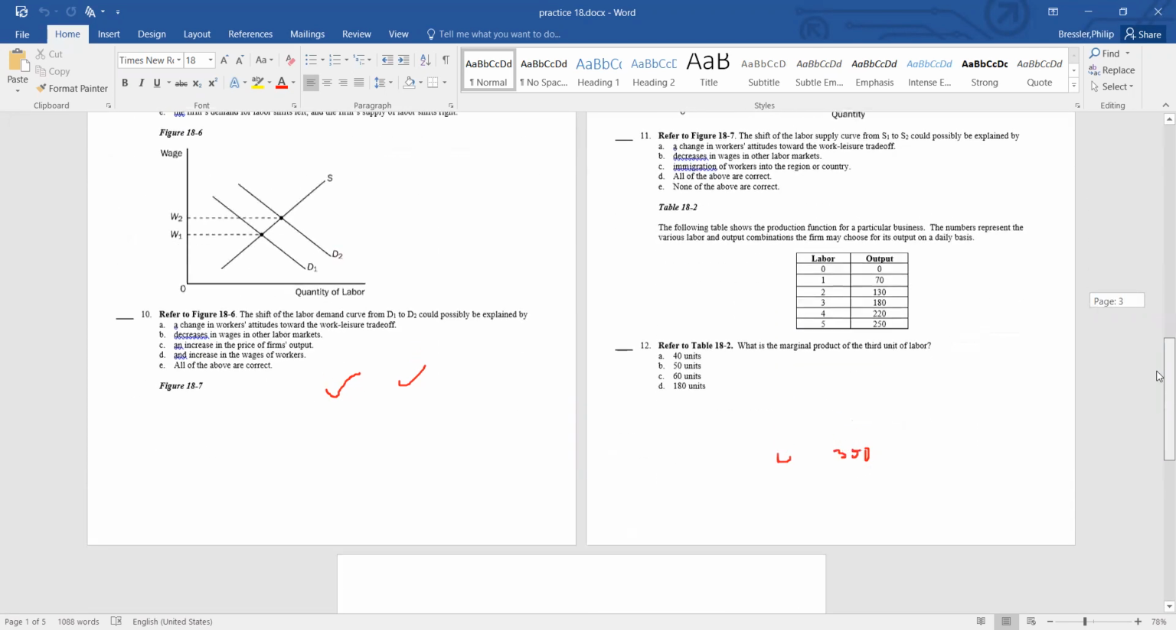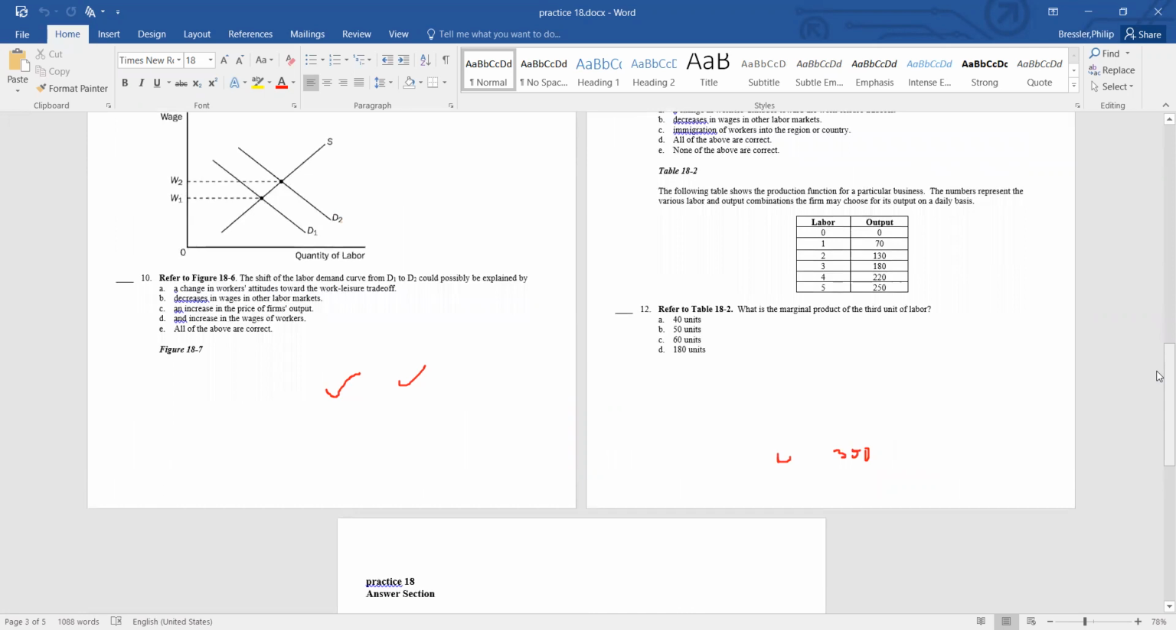All right, 12. What is the marginal product of the third unit of labor? The third unit would be 180 minus 130. So the answer would be B as in broccoli, 50.